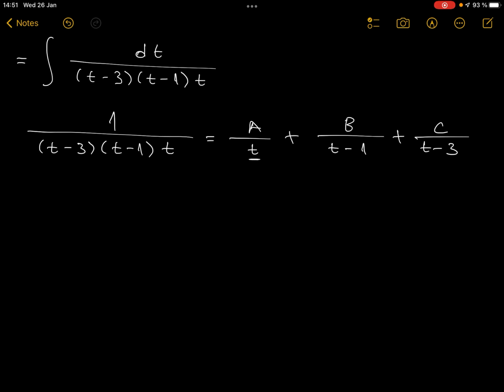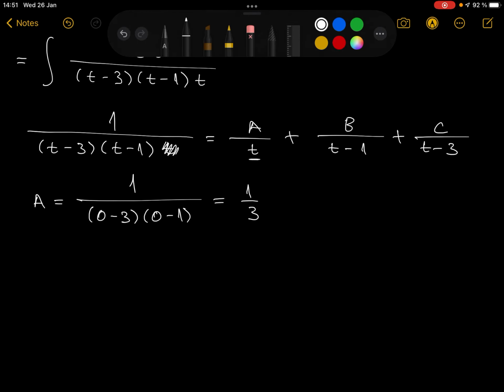Then we're going to cover up this part. We're just going to pretend like it doesn't exist, and we're going to put that value into the rest of our equation. So therefore, a is going to be equal to 1 over 0 minus 3 times 0 minus 1, which is minus 3 times minus 1, which is 3, so a is equal to 1/3. Now we're going to do pretty much the same thing with the other two.